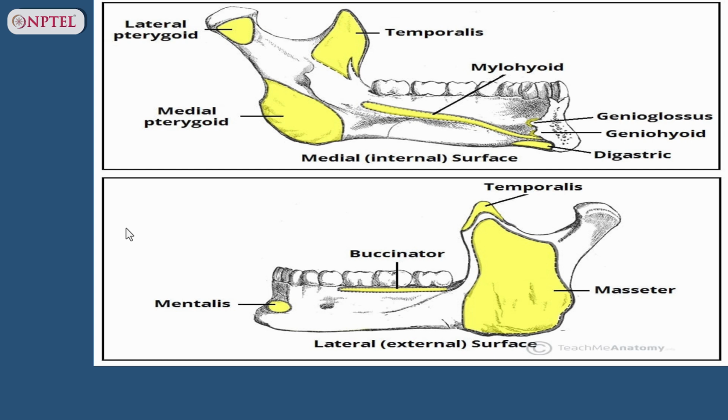The genioglossus muscle takes origin from the superior geniotubercle, whereas the geniohyoid muscle takes origin from the inferior geniotubercle. The digastric muscle is attached on either side near the lower border, near the symphysis of the mandible, whereas the mentalis muscle is attached onto the lateral cortex near the lateral incisor or central incisor region. The buccinator muscle is attached to the alveolar process near the mandibular molar area.